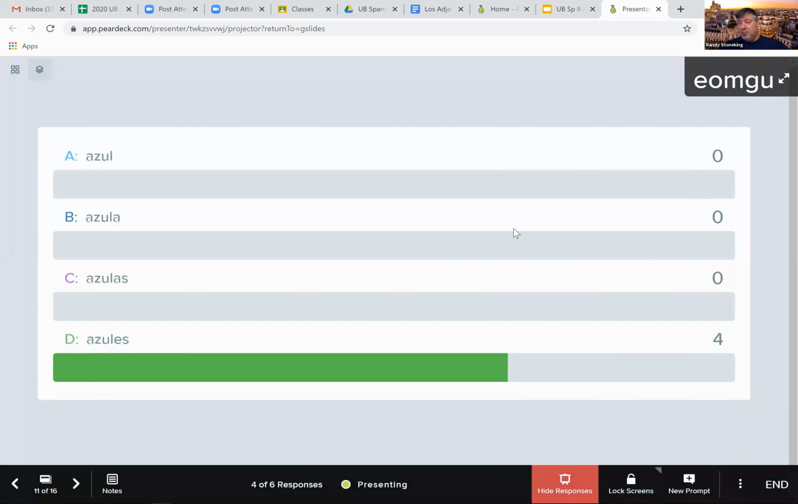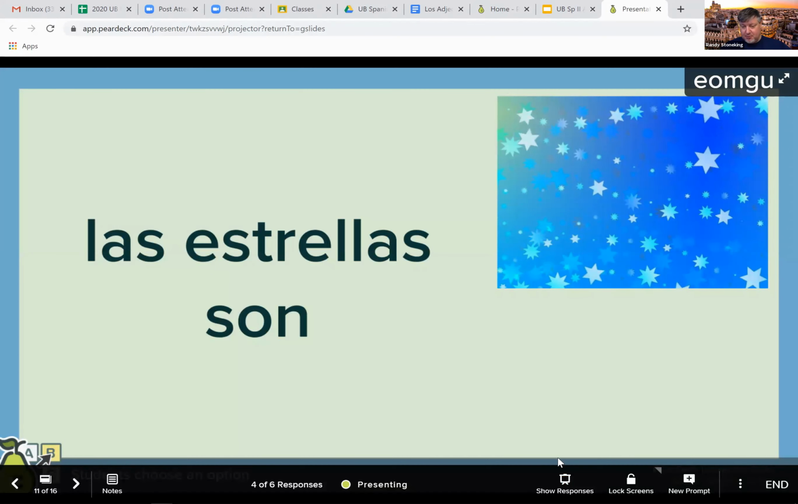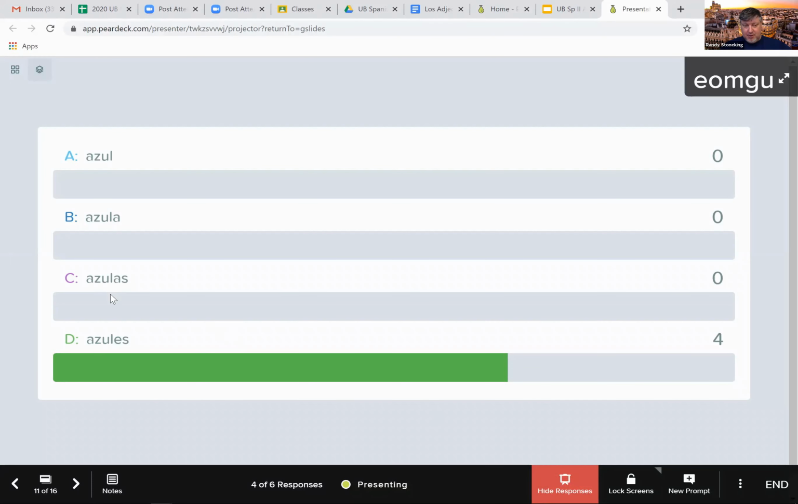So we're going to say that they're blue. The base word is azul. So do we say it as azul, azula, azulas, azules? Again, yes, we know that las estrellas is feminine, but it's also plural. But we do not change the masculine word azul to azula because it doesn't end with an O. So it just stays azul. Then we add the ES to make it plural. Very good with azules. Correct answer there, D. Las estrellas son azules. Bueno, so las estrellas son azules.